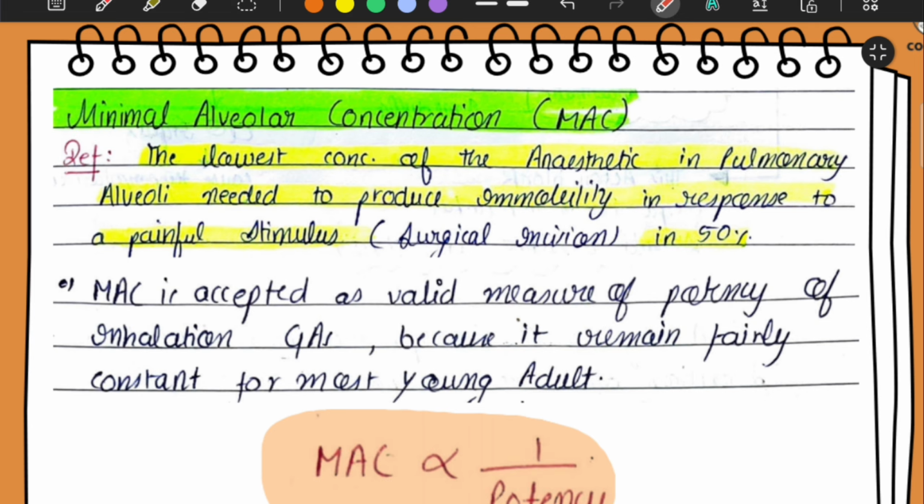Now what we are seeing is that if you give a gaseous anesthetic, it reaches the alveoli, right? It would be diffusing out, right? Now we are considering the minimum concentration for any particular gaseous anesthetic to reach the alveoli and produce immobility towards the painful stimulus generally produced during surgery, in 50% of the population. That is what minimum alveolar concentration is.